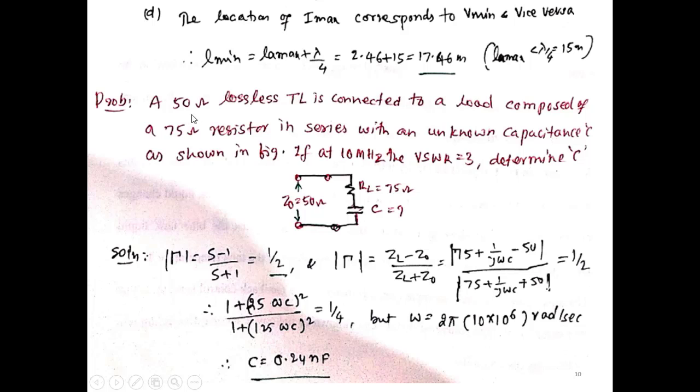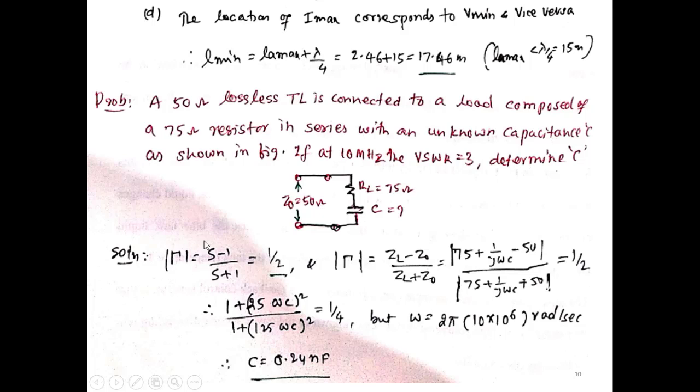Next problem: a 50 ohm lossless transmission line is connected to a load composed of a 75 ohm resistor in series with an unknown capacitance C as shown in the figure. If at 10 MHz the VSWR is 3, determine the C value. This is given as a series resonant circuit. RL is equal to 75 ohm, C is what you have to calculate, Z0 is equal to 50 ohm.